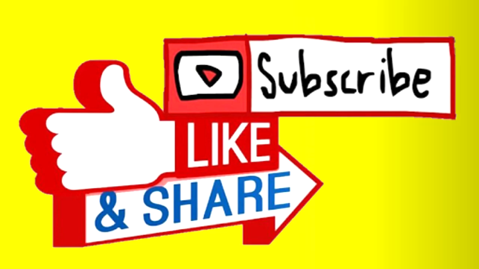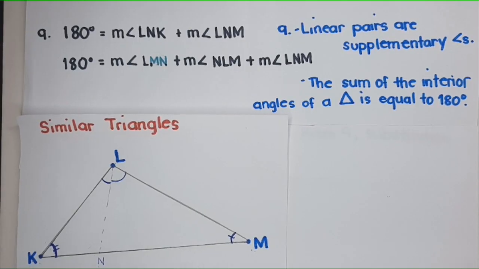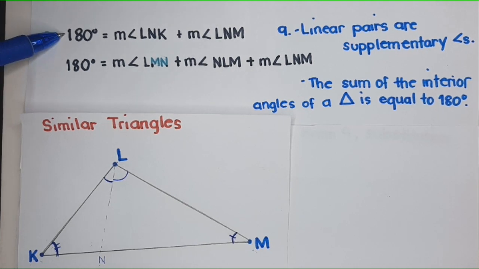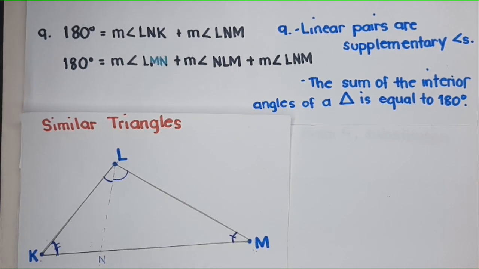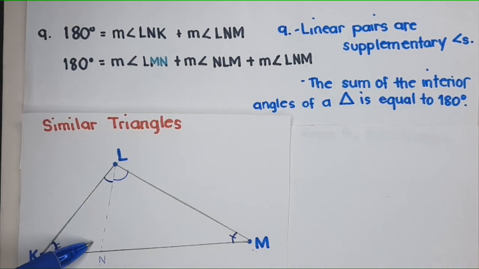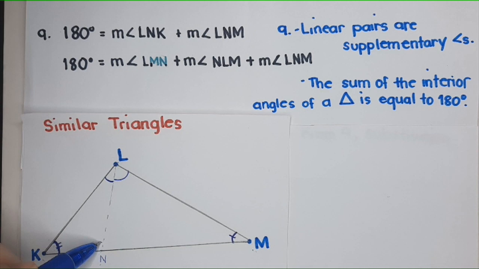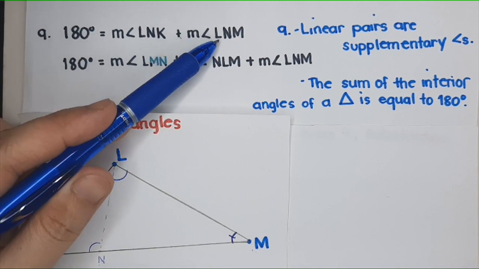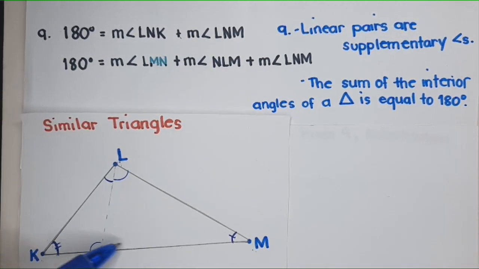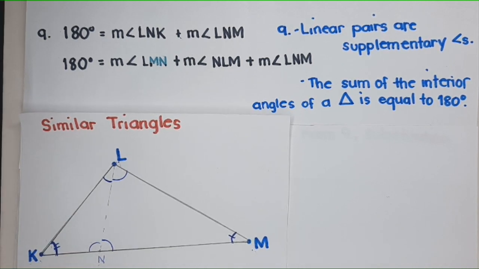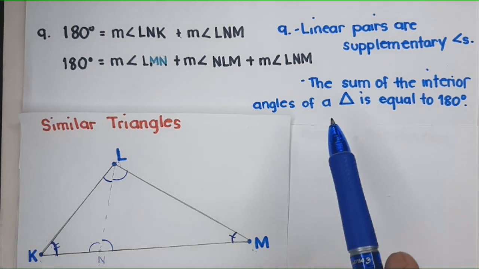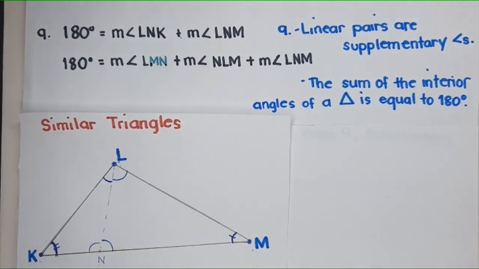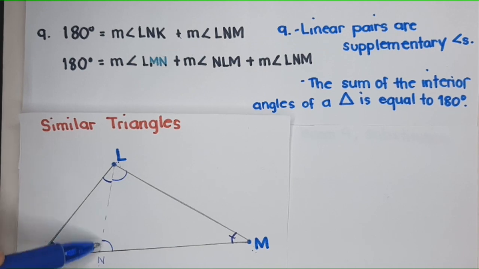Okay, let's continue. Now, we consider statement number 9. It says here, the measure of LNK, this angle, plus the measure of LNM, do you see it? It is clearly equal to 180 degrees. The reason: linear pairs are supplementary angles. They are linear pairs because they form a straight line, and they are adjacent angles.